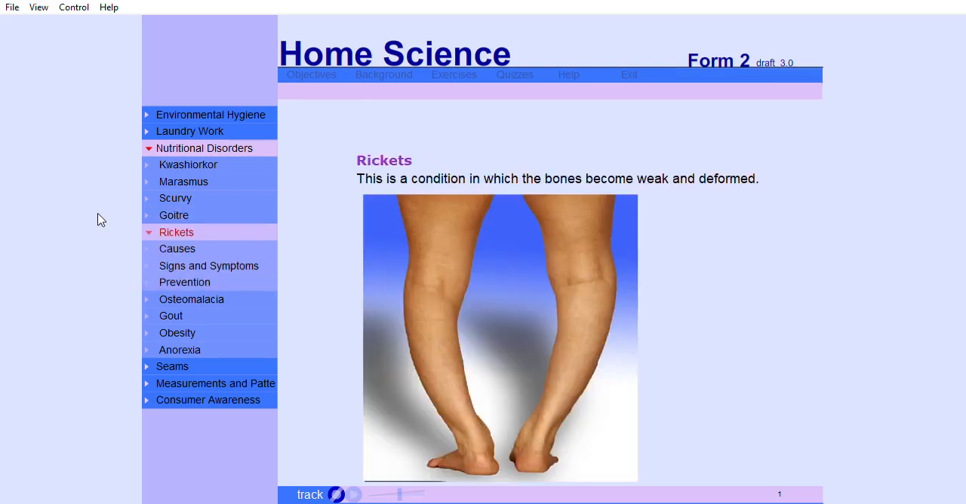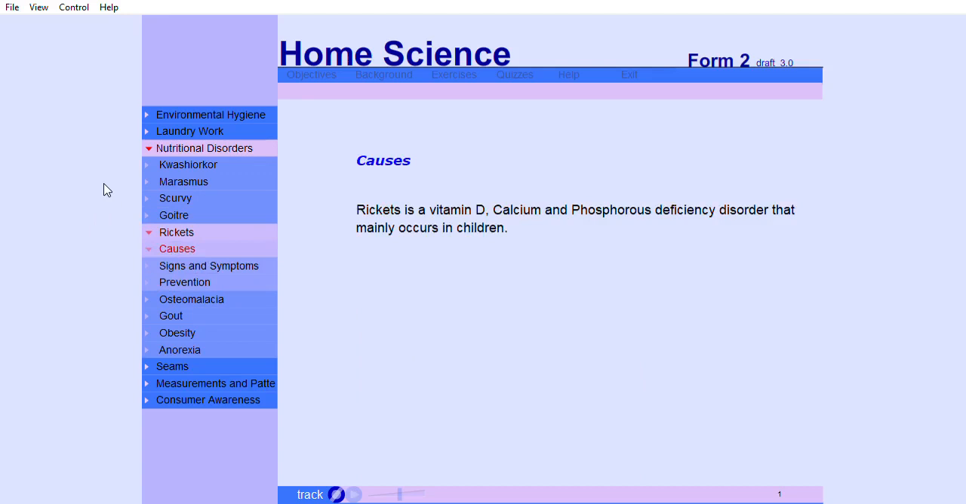This is a condition in which the bones become weak and deformed. Rickets is a vitamin D, calcium, and phosphorus deficiency disorder that mainly occurs in children.